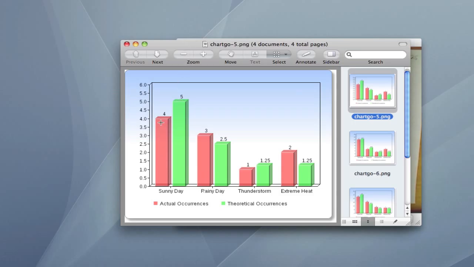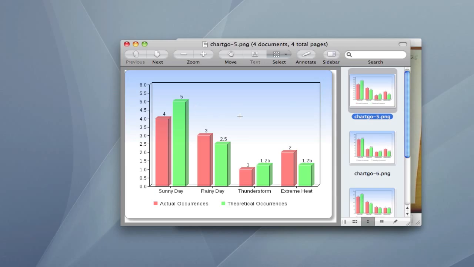So you look at mine. The first time I gave it a spin, the first 10 spins, the theoretical occurrence, I should have landed on a sunny day 5 times. But you can see here I actually landed on it 4 times. So it was 1 less than the theoretical occurrence. Just here, the actual occurrence of a rainy day was 3, and the theoretical occurrence, of course, was 2.5. So that's pretty close. The thunderstorm was 1, and the thunderstorm theoretical occurrence was 1.25. Extreme heat was 2, and the extreme heat theoretical occurrence was 1.25.